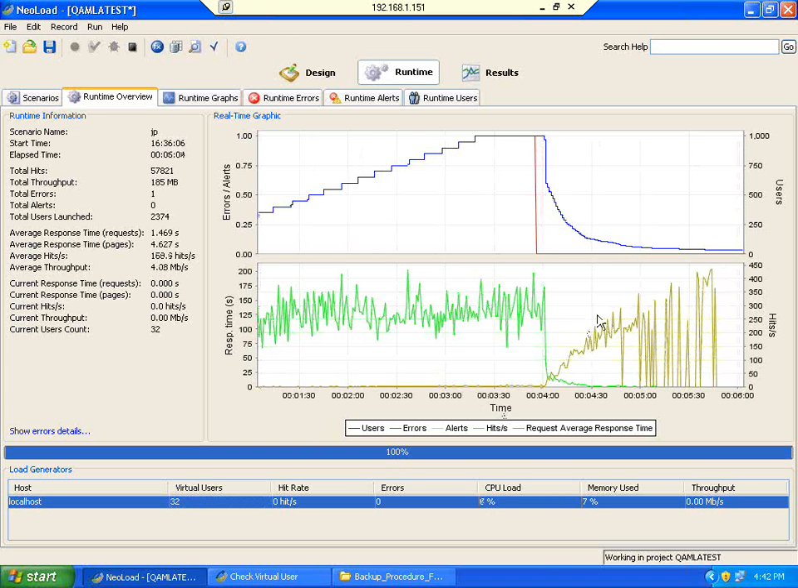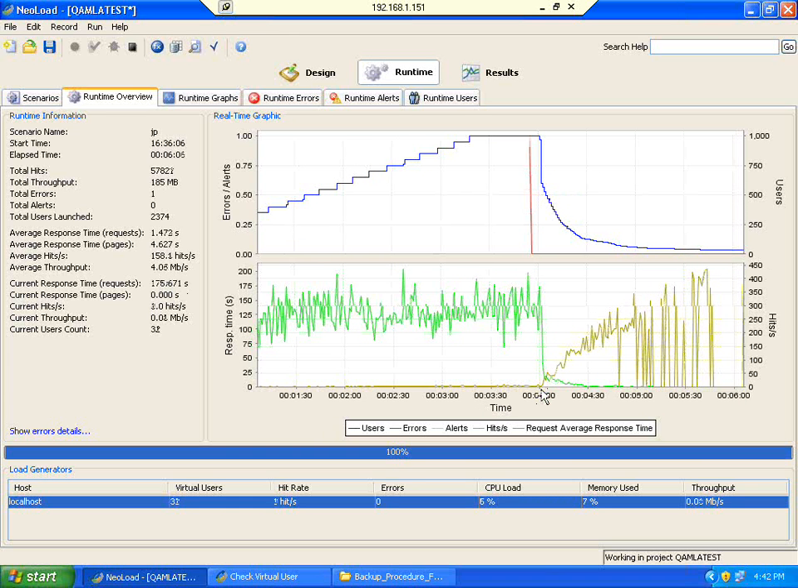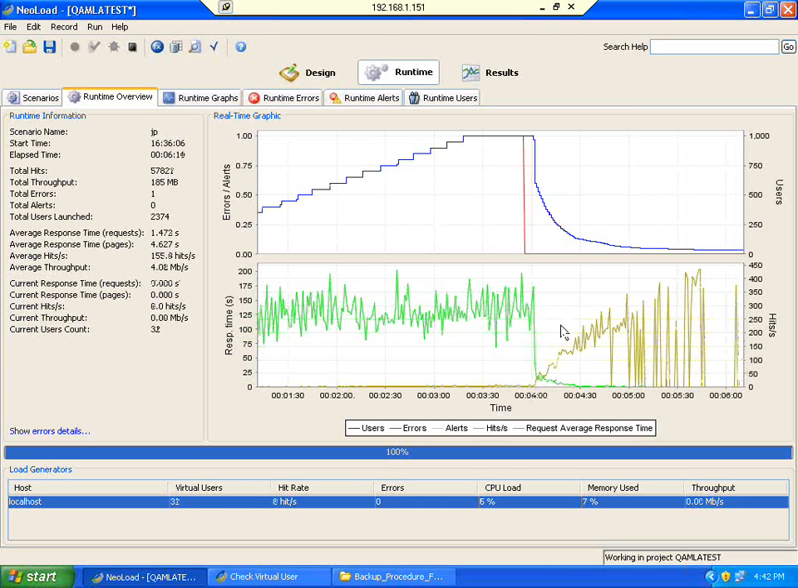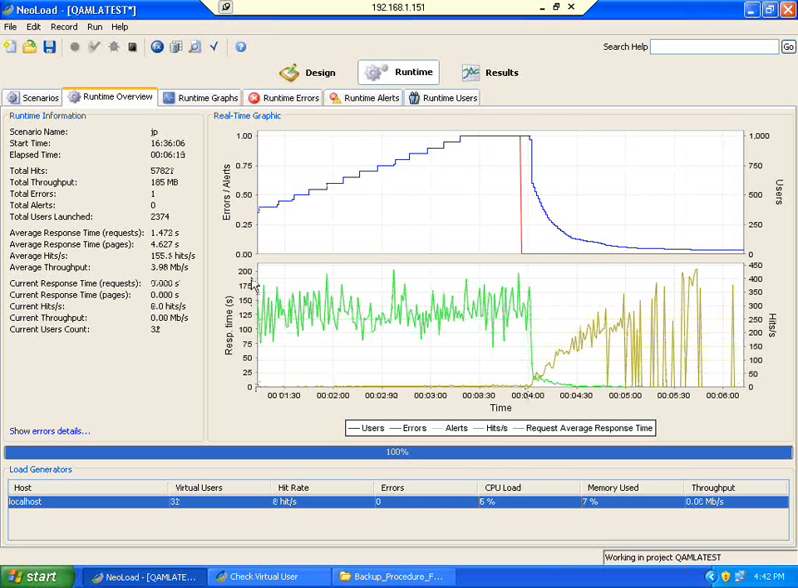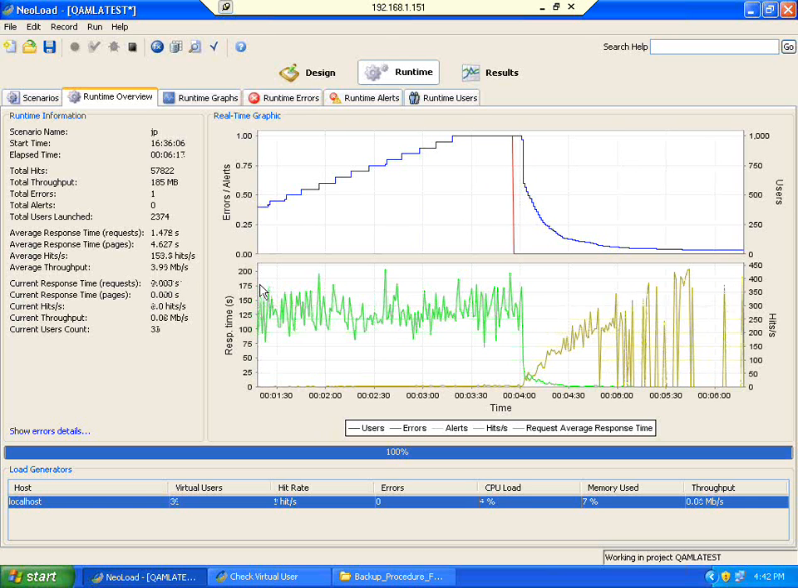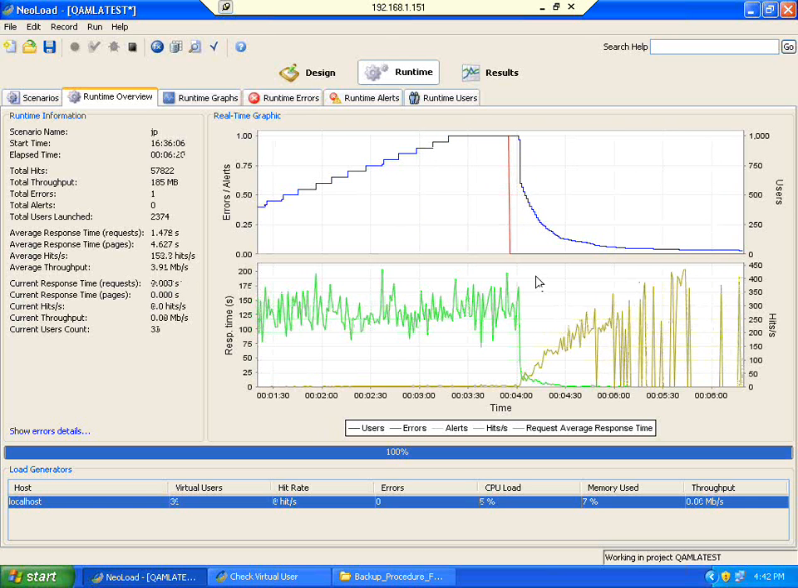It's not coming because for those users, people who are at the end, towards the end of the run, the response time went almost like 175 seconds for some users. That means this is very important. Watch out, right?